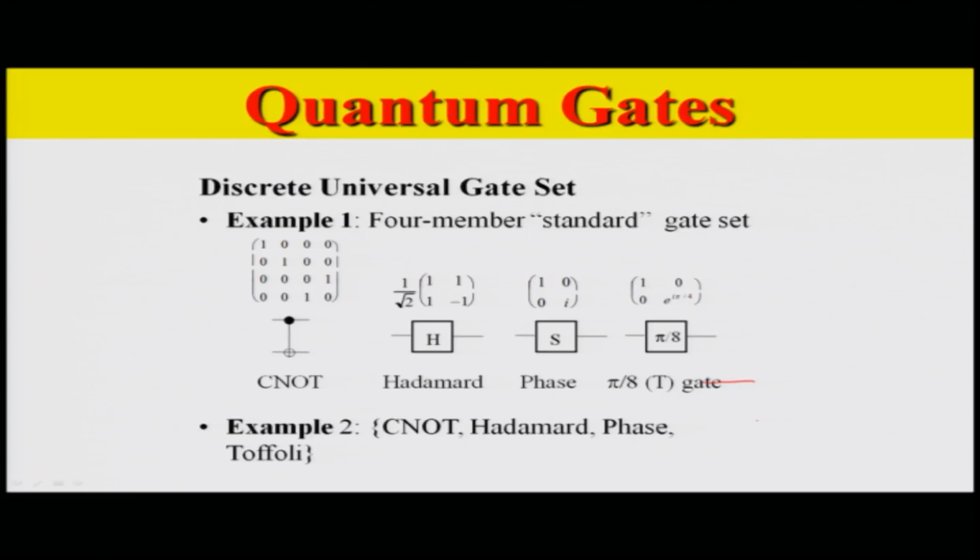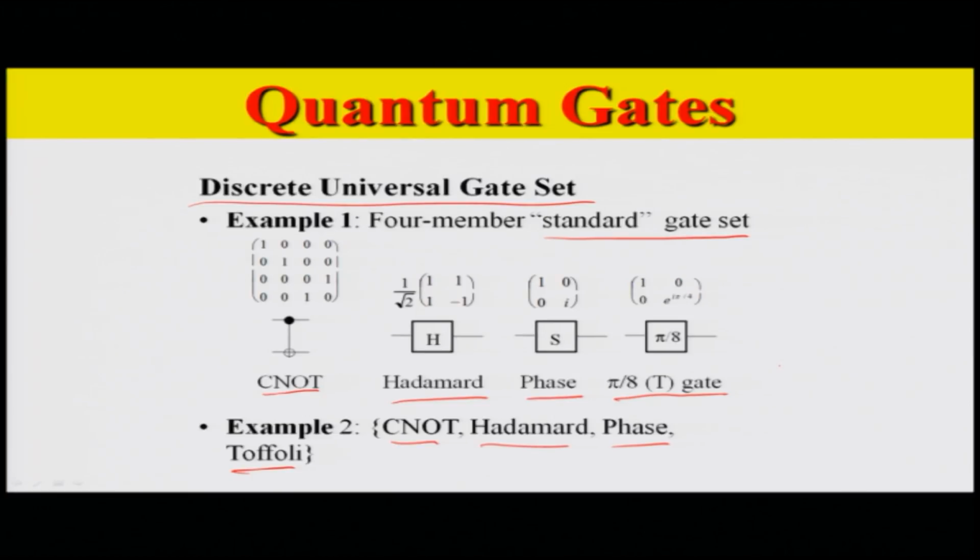So, finally, here is an example of this particular approach of discrete universal gate sets. For example, a 4-member standard gate set in our approach, as we have been discussing, consists of the C-NOT gate, the Hadamard gate, the phase gate, and the rotation, here the pi over 8 gate. All of these form a discrete universal gate set that can be used as a standard one. Similarly, there are C-NOT, Hadamard, phase, and Toffoli, which can be another set of 4 gates, a discrete universal gate set that can be utilized.